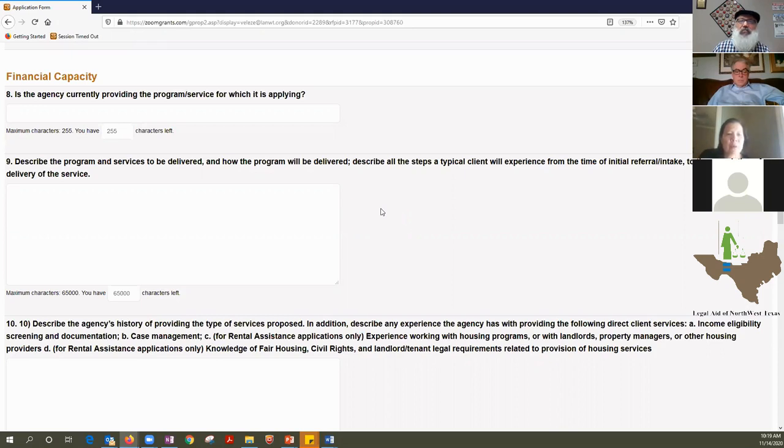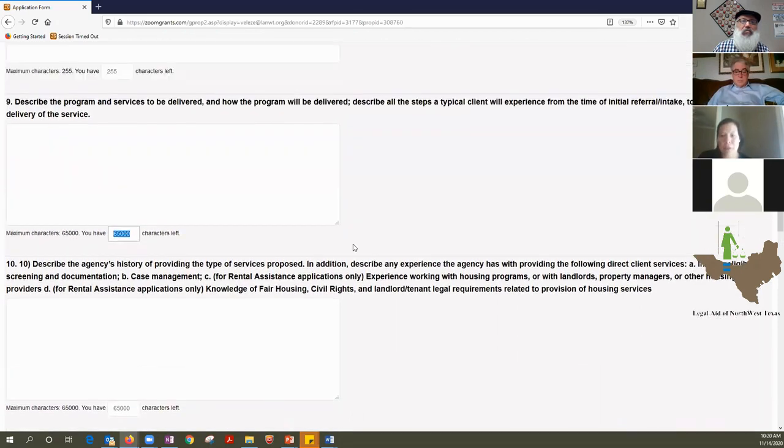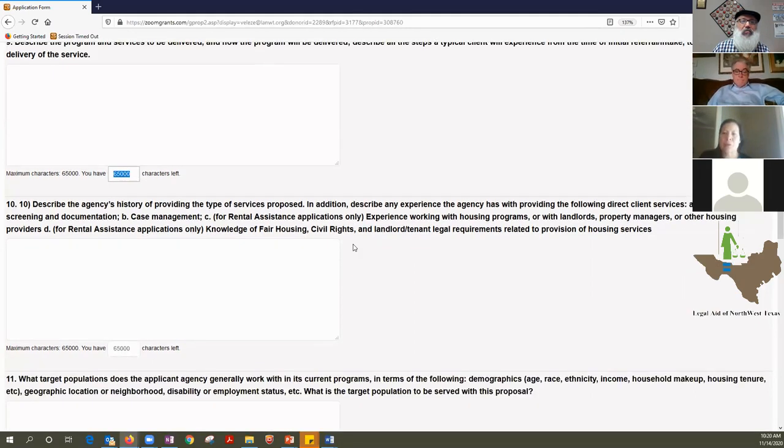Describe all the steps a typical client will experience from the time of initial referral intake to the completion of delivery of the service. Here, they're looking for as detailed a description as you can provide about how you determine income eligibility, right? Because this type of grant program, Community Development Block Grant, is really intended to serve people who are low or moderate income individuals or families, right? So they're looking to see that you have a screening process to determine eligibility, as well as how you actually provide the services and how you do accounting, right?